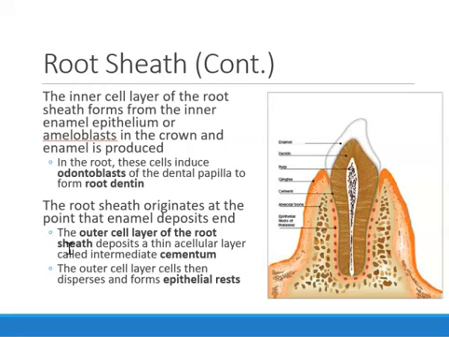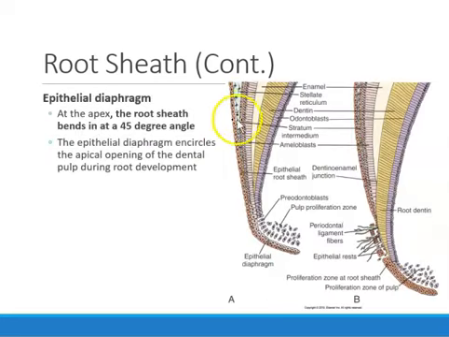The outer layer of the root sheath then goes away. I'll show you a better picture, and it becomes epithelial rest. So let me show you a picture of that. So this is the outer layer, right? And if you look at the outer layer, soon you can see the dentin is being formed. This is the dentin, and this is in the root. The dentin is being formed in the root. Once that's done, you're going to see the outer layer kind of disappears and becomes epithelial rest. So it detaches from the tooth and it's known as epithelial rest.